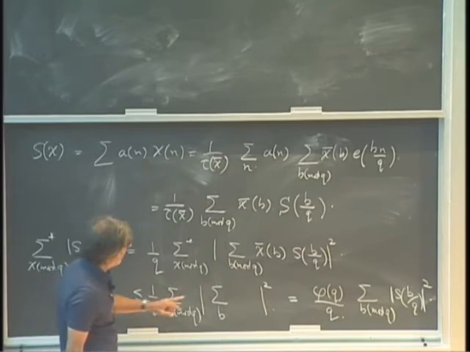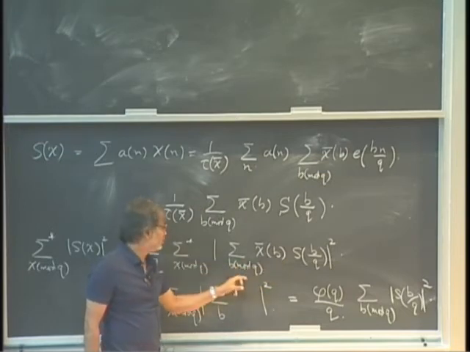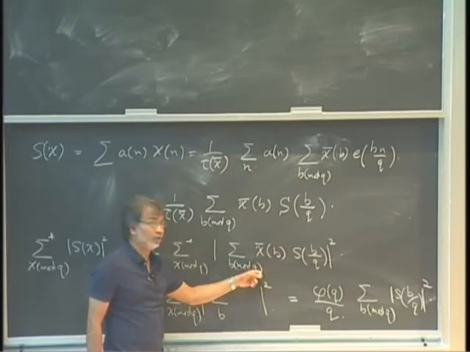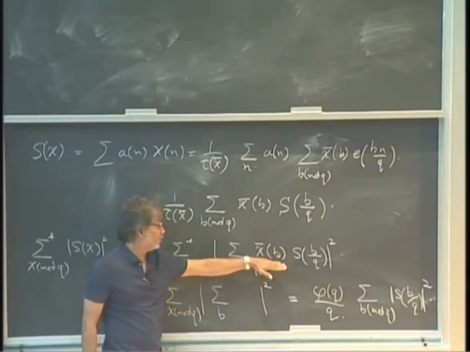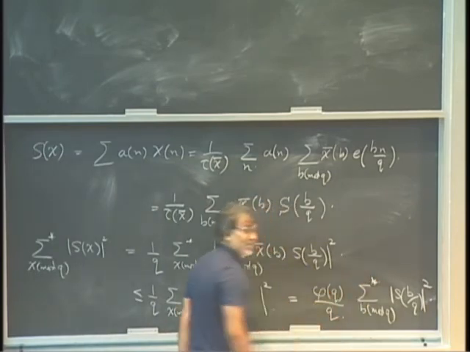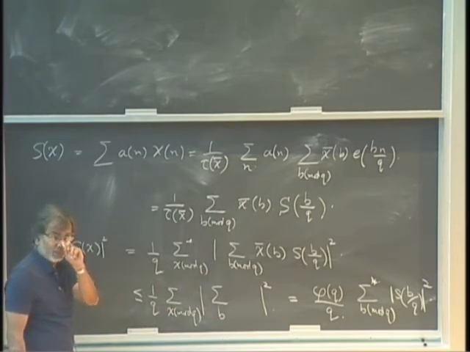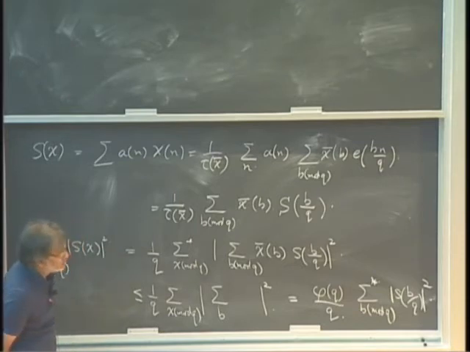Now let me make one more point here. When I'm summing these character values at b, I might as well assume that b is co-prime to q. If b is not co-prime to q, all of these character values are going to be 0. So in fact, the fractions that survive here are precisely the reduced fractions mod q. If b is not co-prime to q, it doesn't count at all. Okay? So far, so good?